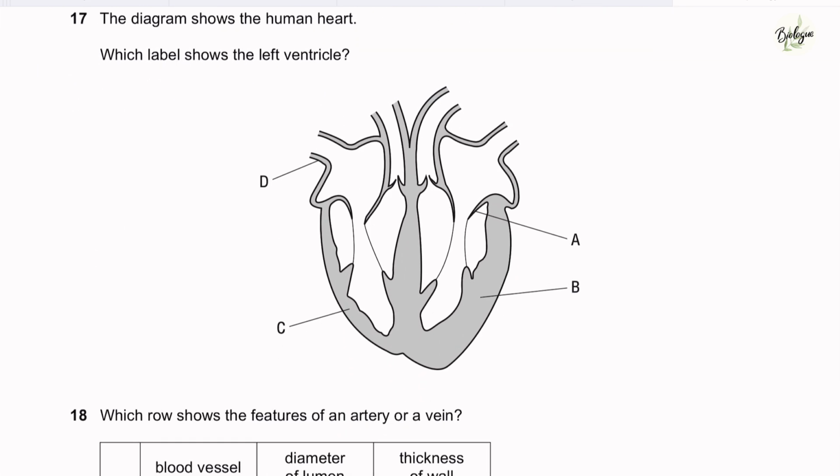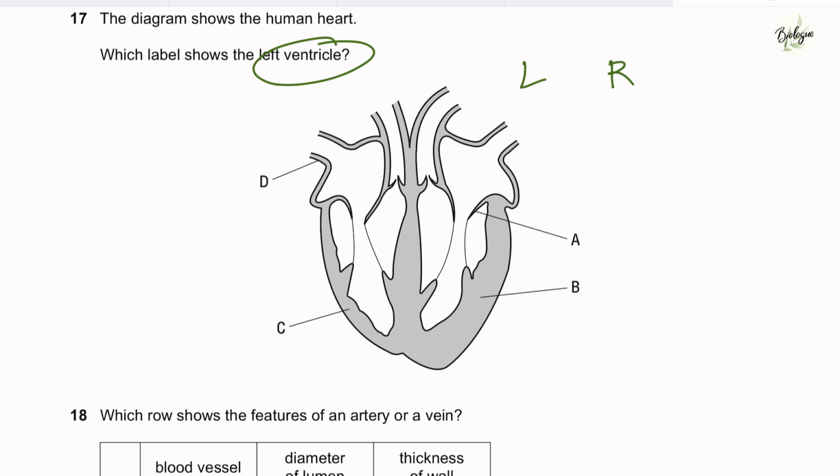The diagram shows a human heart. Which label shows a left ventricle? Very easy question. This is our left ventricle. So essentially, remember, you have two parts of the question. You have left and you have ventricle. So I like to remember this like it's opposite of my hands. Usually when you think of hands, if I'm writing here, this is the right side, this is the left side.